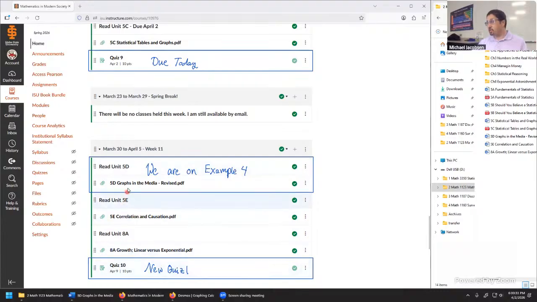This one is based off the graphs and media section, unit 5D, that we're working through. We're nearly done with this unit, and then we'll have one more to get through, unit 5E. And after that, we're going to move from statistical reasoning into exponential growth and exponential decay problems in chapter 8. But any questions or comments at all to start us out today?